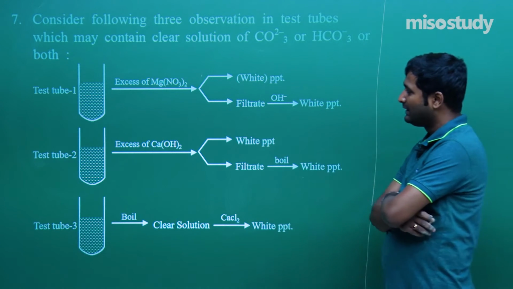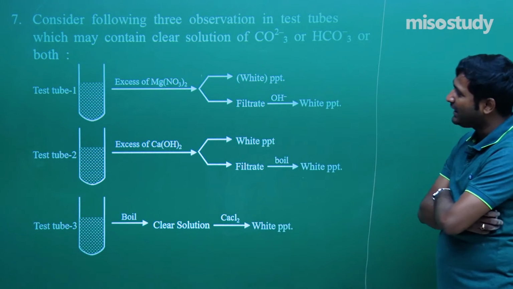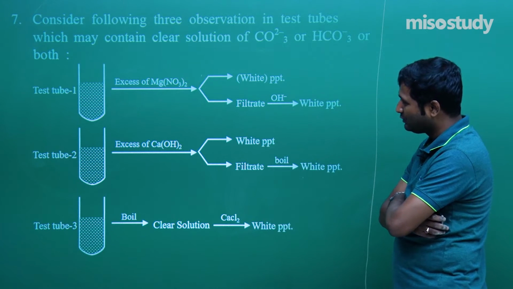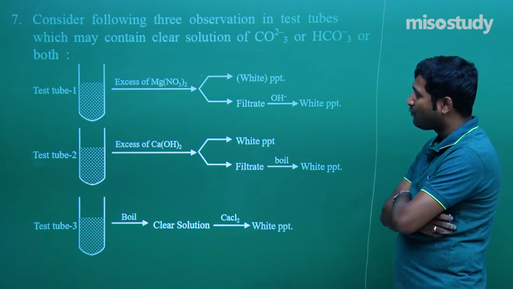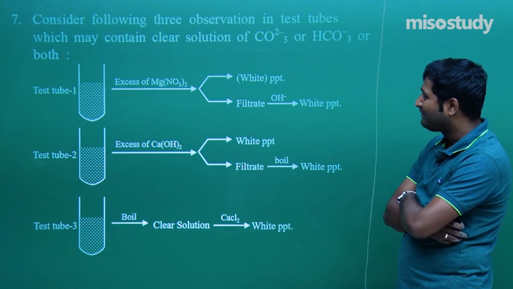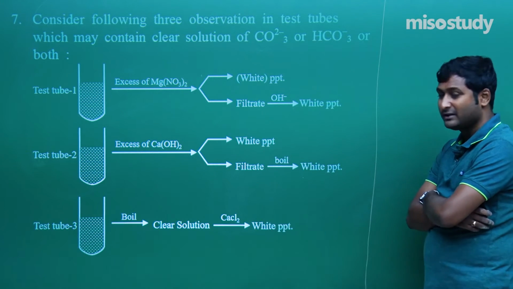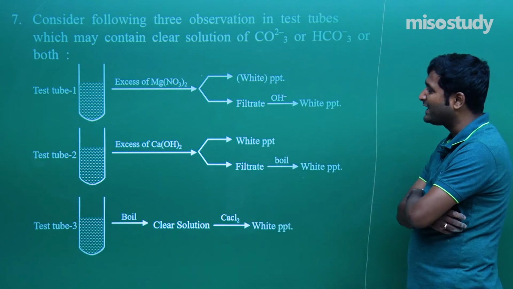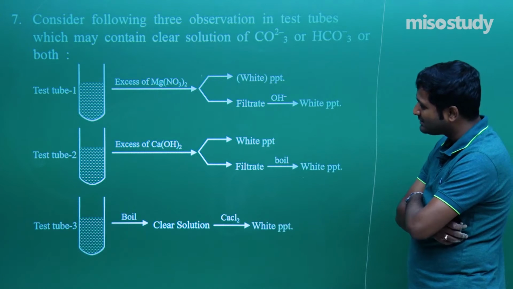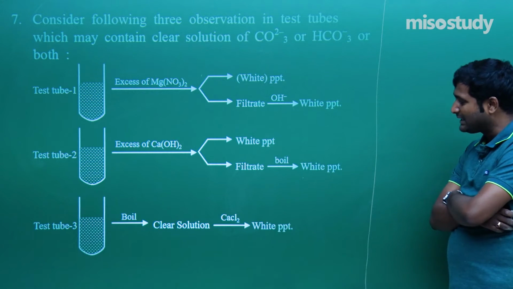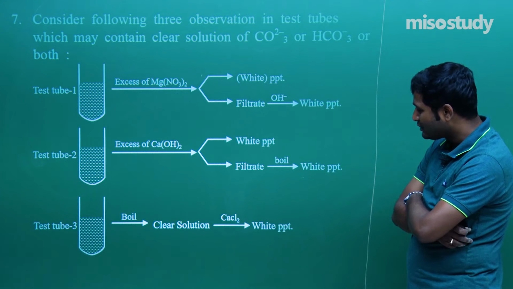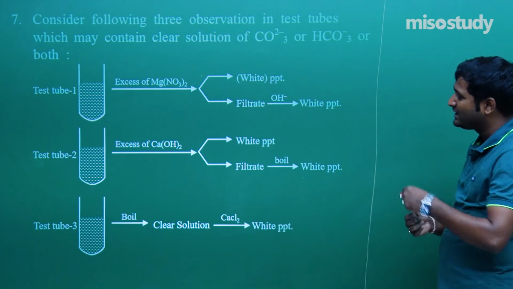Test tube 1, excess of Mg(NO3)2. If there is a treatment with Mg(NO3)2, there is a formation of white precipitate. This is a theory based question, remember this. Then the filtrate, when treated in the presence of a base, gives a white precipitate. Now the next one is excess of Ca(OH)2, white precipitate, filtrate, boil, gives white precipitate. Now test tube, boil, clear solution, CaCl2 and white precipitate.